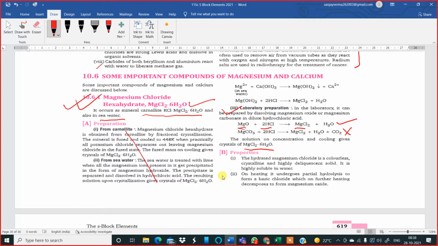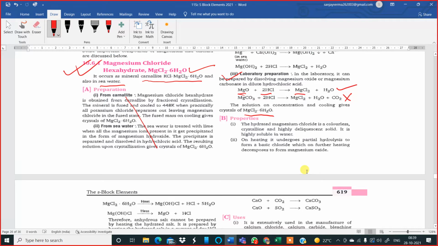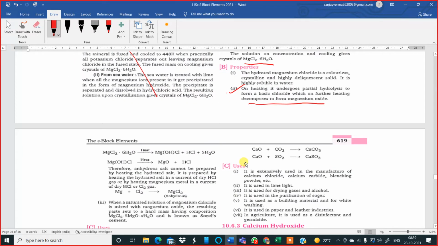Now, after that, effect of heat. Now we go to the properties. Under the properties, the second property we see: on heating, it undergoes partial hydrolysis to form a basic chloride, which on further heating decomposes to form magnesium oxide. So only the action of heat is required, which is there in the syllabus, not anything else.